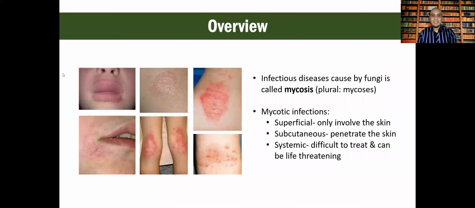As an overview, infectious diseases caused by fungi is called mycosis. Mycotic infections can be in 3 different forms of clinical manifestation. It can be superficial, which only involves the skin, subcutaneous, which penetrates the skin, and systemic, which is difficult to treat and can be life-threatening.